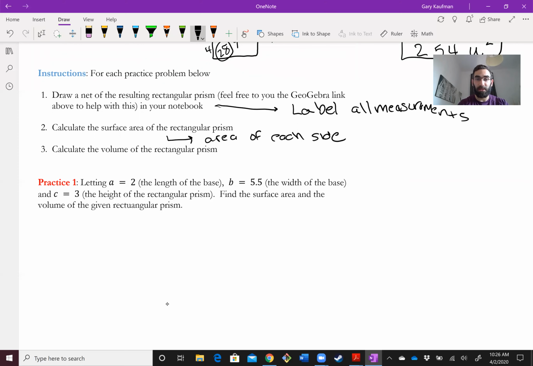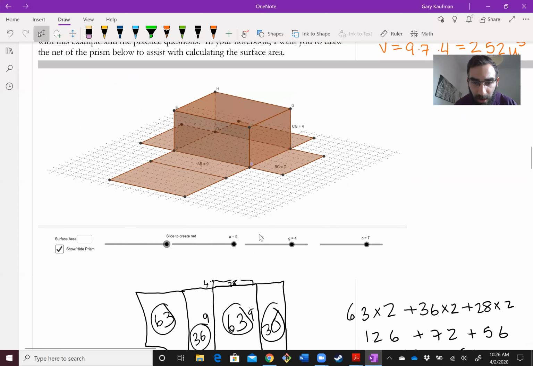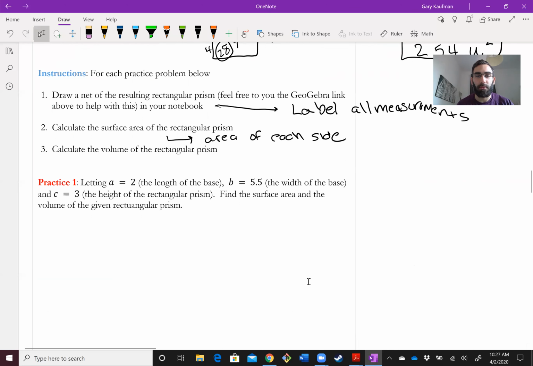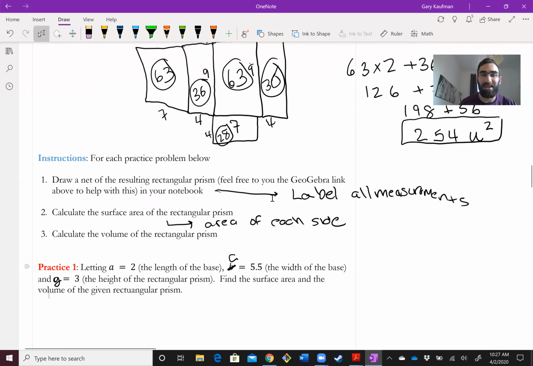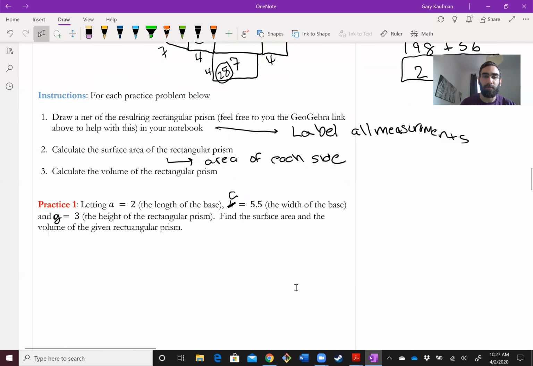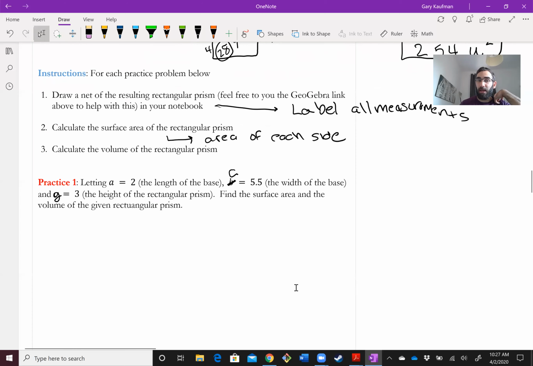Here is your first practice problem. A is 2, so the length of the base. B is 5.5, and C is 3. As I said, B, I believe they're actually using G. So I actually mixed these up. This is your C, and that's your G. So it's A, C, and G, because A is that, C, perfect. All right, so go ahead and do this question.